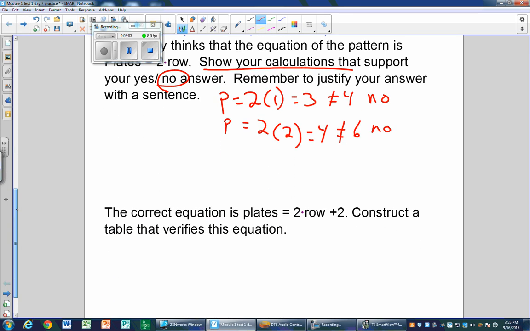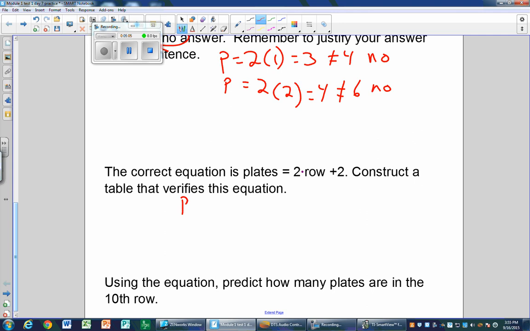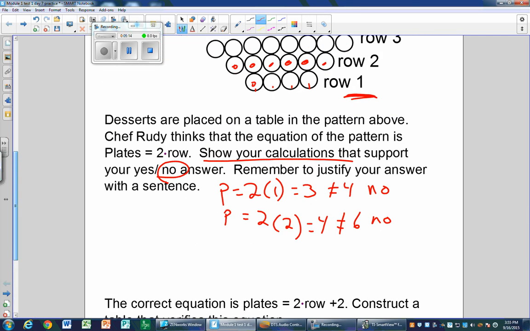The correct equation is plates equals 2 times the row plus 2. Well, that's 4. And it does equal 1, 2, 3, 4.